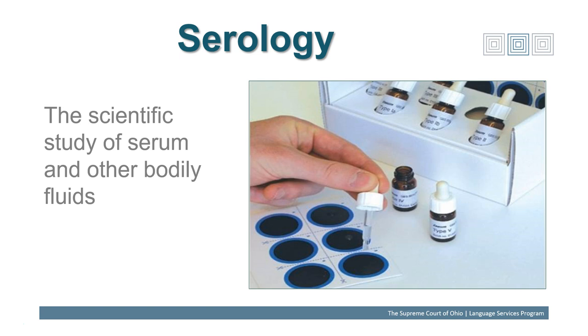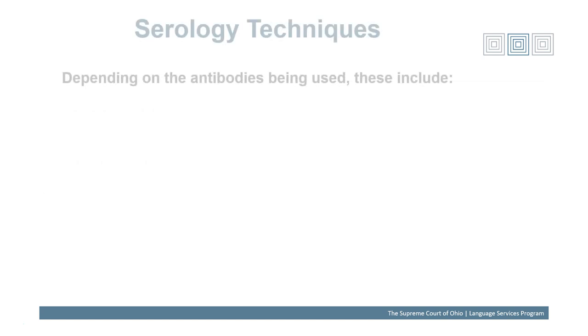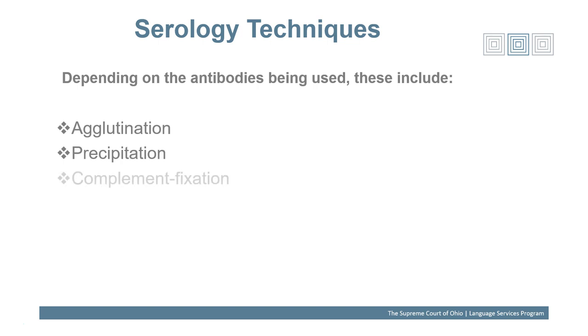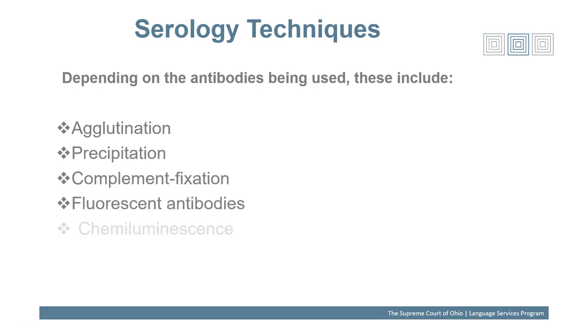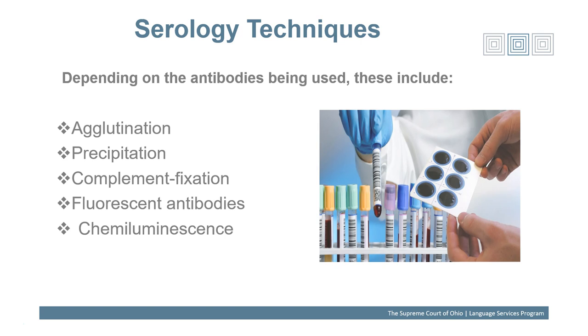There are serology techniques that are used depending on the antibodies being used. These include agglutination, precipitation, complement fixation, fluorescent antibodies, and chemiluminescence.